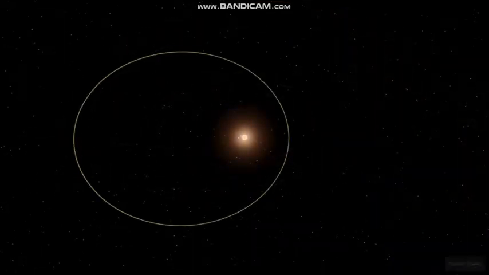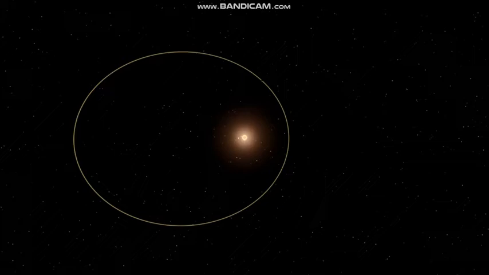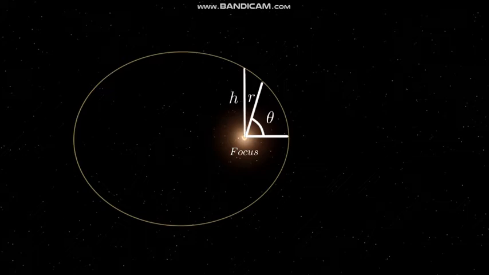Now imagine we have a planet orbiting a star. Through time, it moves through an angle theta at a radius r away from the focal point of the orbit. When it reaches the point where theta equals pi over 2, the radius is equal to the length of the semi-latus rectum, also called h. And yeah, I didn't choose that name.